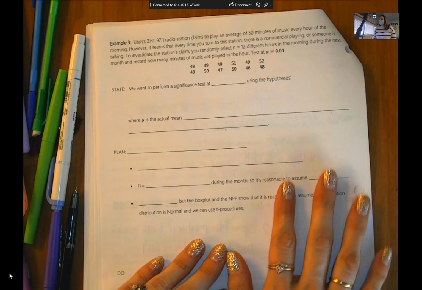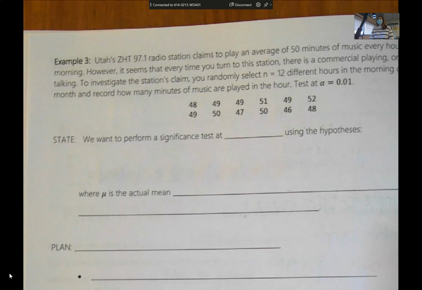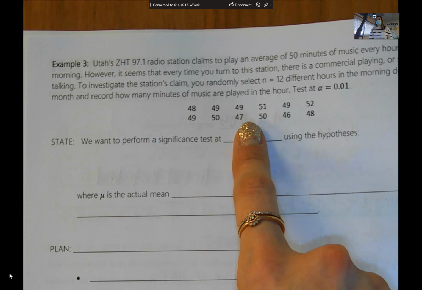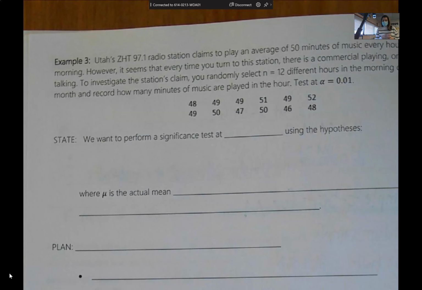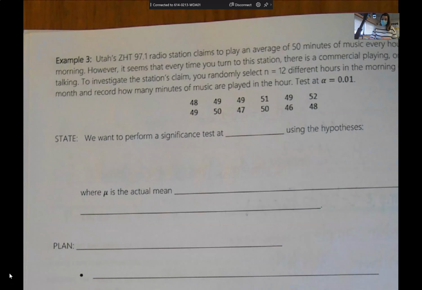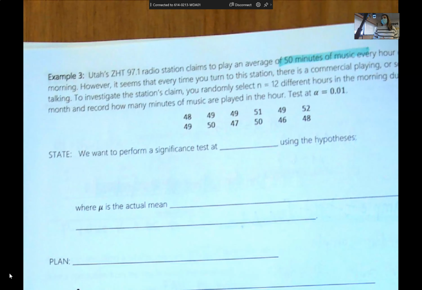Now, we got to do the big mama. So, I would know just looking at this problem that it was going to be a little bit more involved because they give us the sample data. And whenever they give us the sample data, that usually tells me I'm going to have to do a little bit more work. So, Utah ZHT 97.1 radio station claims to play an average of 50 minutes of music every hour of the morning. So, the claim is they play 50 minutes of music per hour.